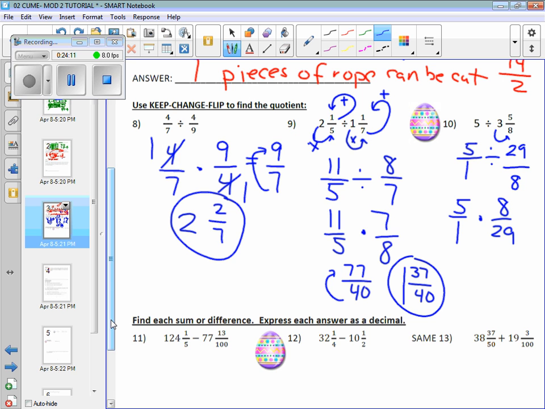8 times 5, 5 times 8 is 40. 1 times 29 is 29. Can we leave it like that? We can't. So we've got to change it into a mixed number. 29 goes into 40 once, with 11 left over, and you wind up getting 1 and 11/29.